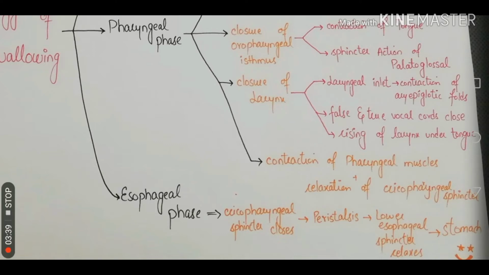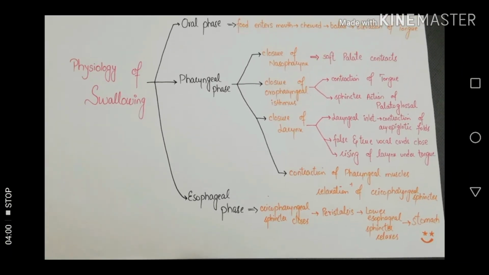Now, by the process of peristalsis that is conducted by the Auerbach plexus in the muscular layer of the esophagus, the food will pass down along with the help from gravity, and eventually the lower esophageal sphincter will relax and the food will enter the stomach. So this is the normal physiology of swallowing.